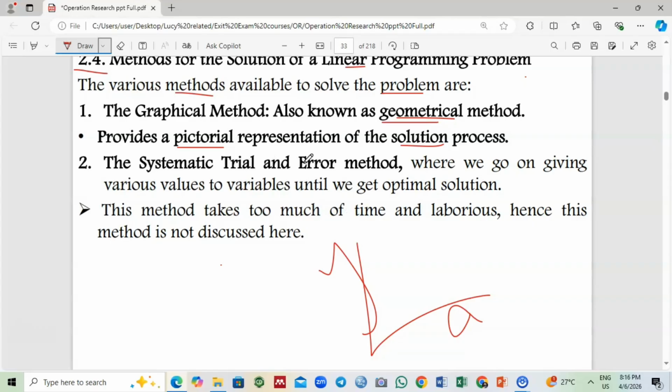And the systematic trial and error method is where we go on giving a value to the variable until we get the optimal solution. It is almost known as the trial and error method. So this method takes too much time and is laborious, hence this method is not discussed here. Because trial and error consumes most of the time, and the data we get is not always reliable or valid. Therefore we are not going to look at it in this chapter.